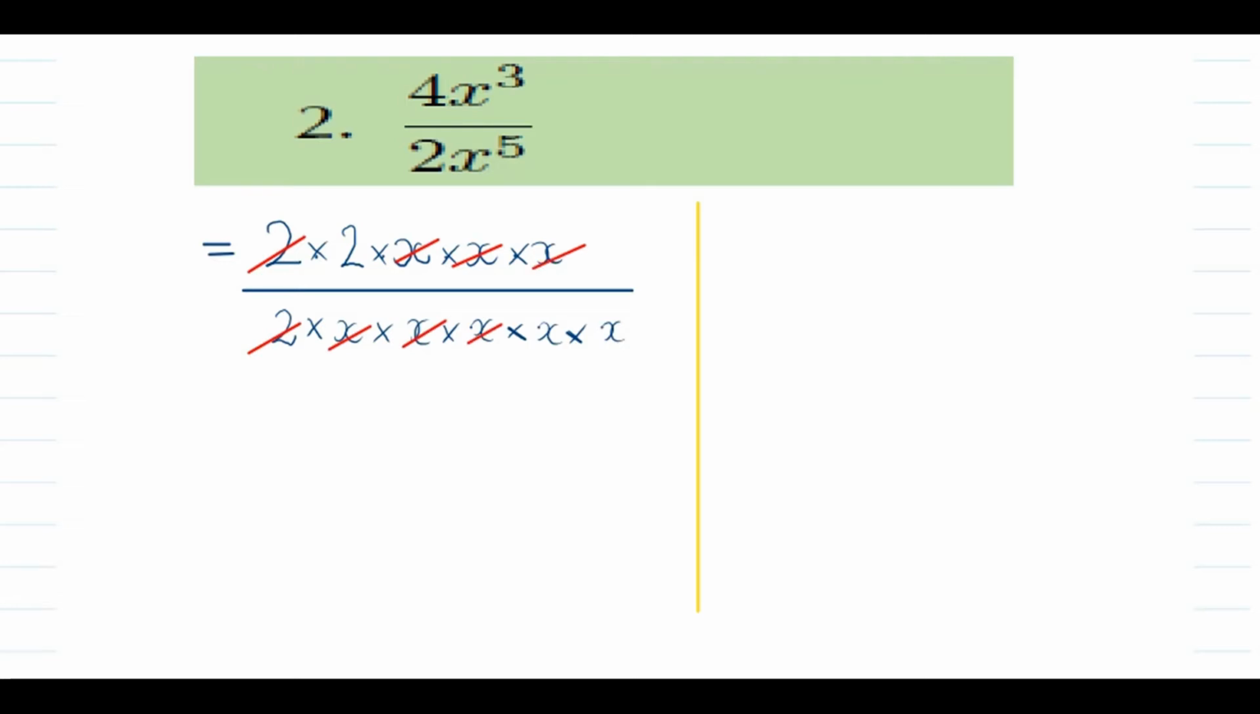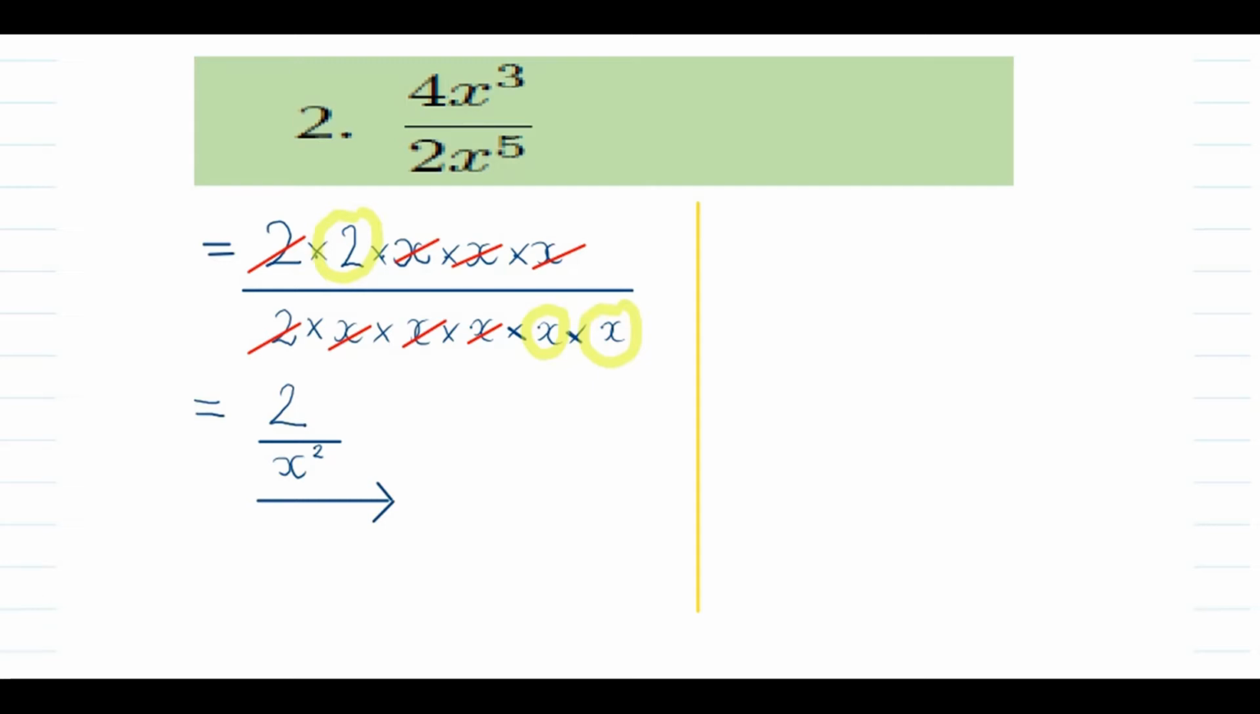Now we can simply write down what we have left. What we have left at the top is the 2, so we're going to write it down. And what we have left at the bottom, how many x's do we have? We've got 2, right? So our answer is 2 all over x squared. So that's the first method that we can use.